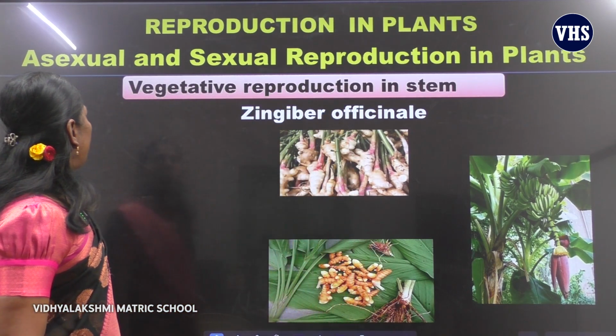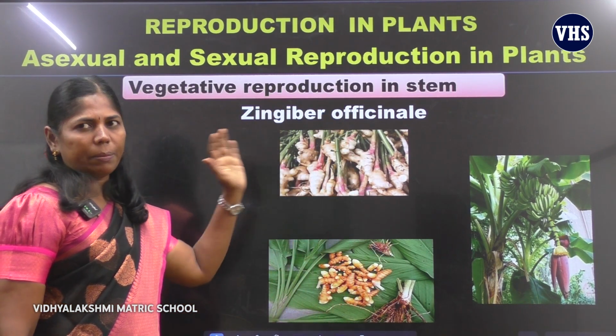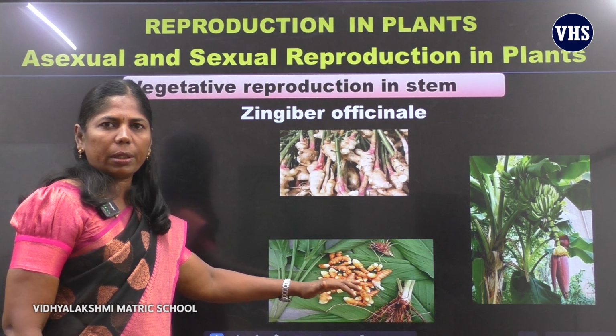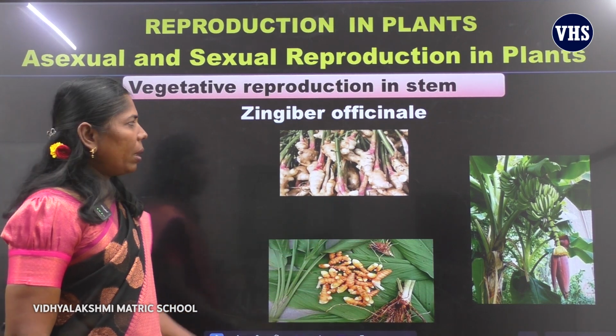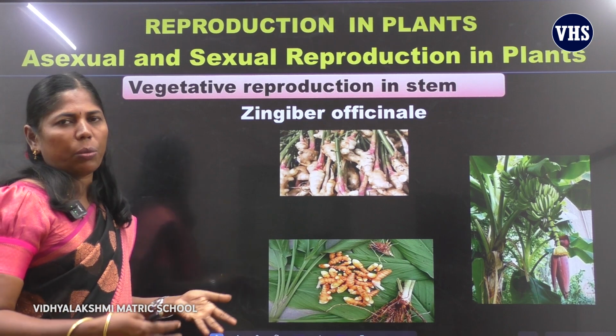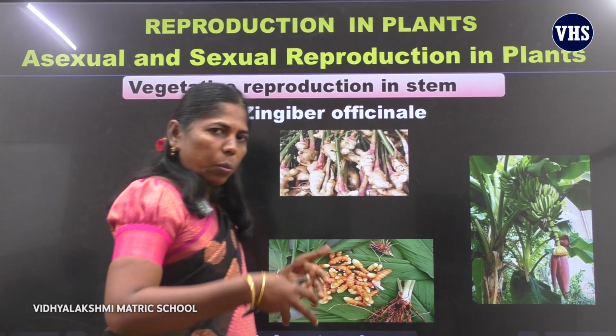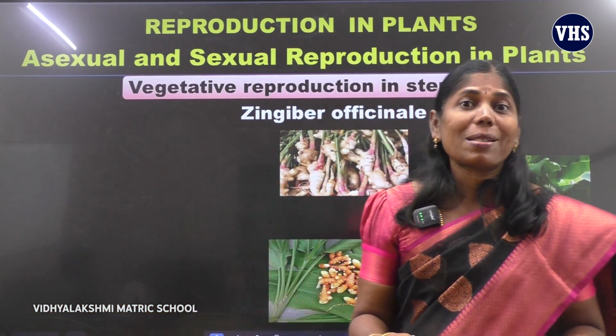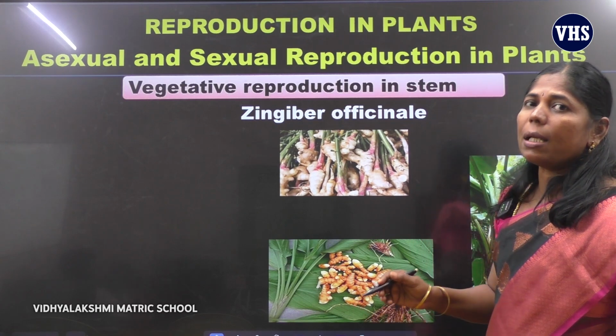And the next one, vegetative reproduction in stem. Actually these are all examples for stem propagation. Okay? Where is the stem here? Stem is usually present above the ground level, that is what we call stem. So we don't consider what is underground as stem, right? But all of these are stems.